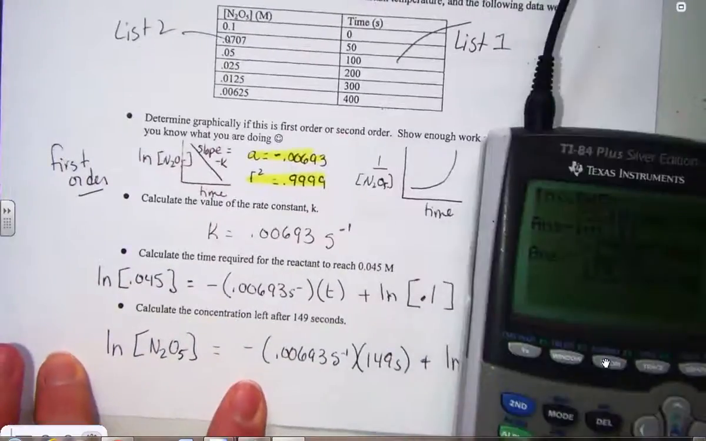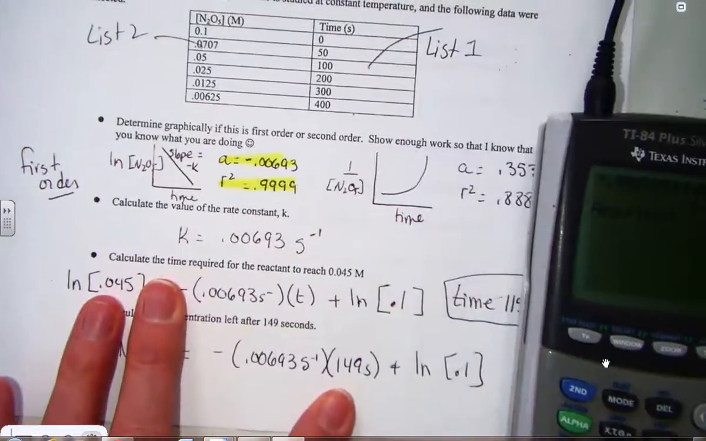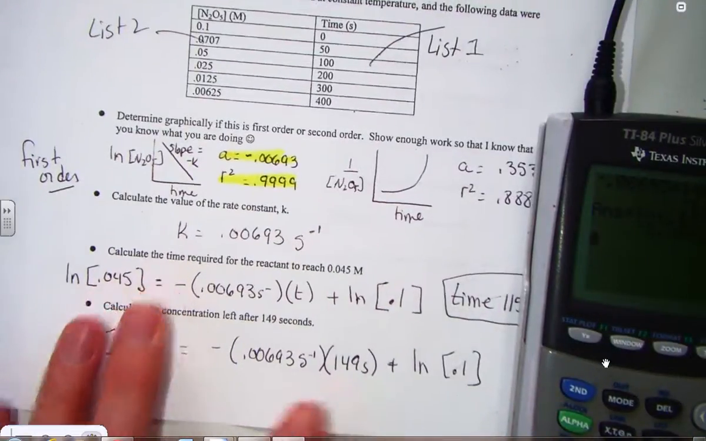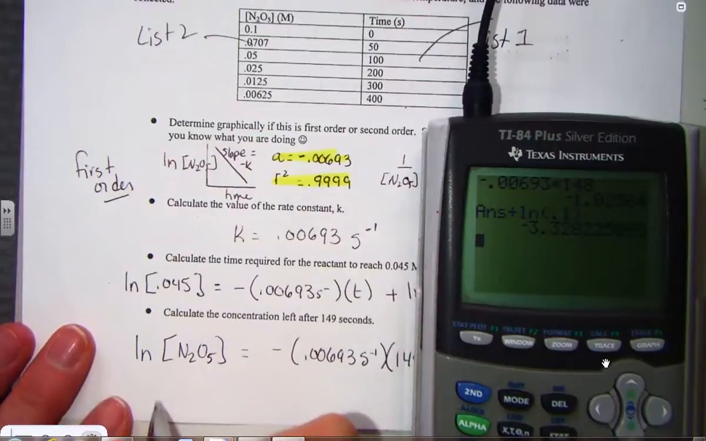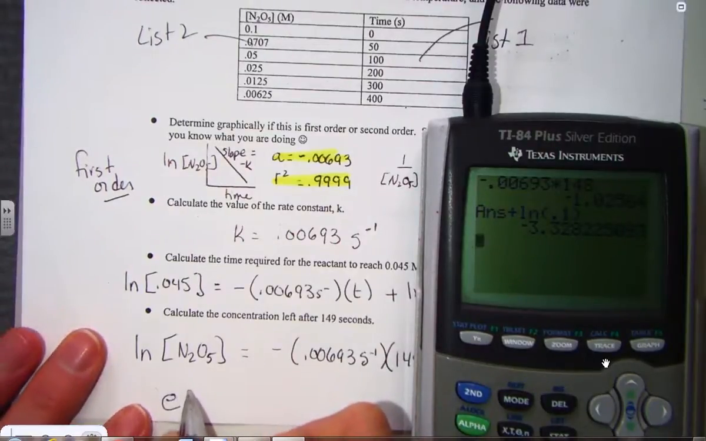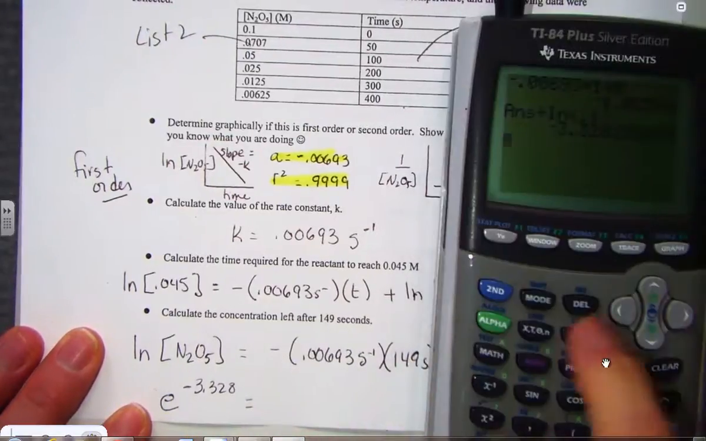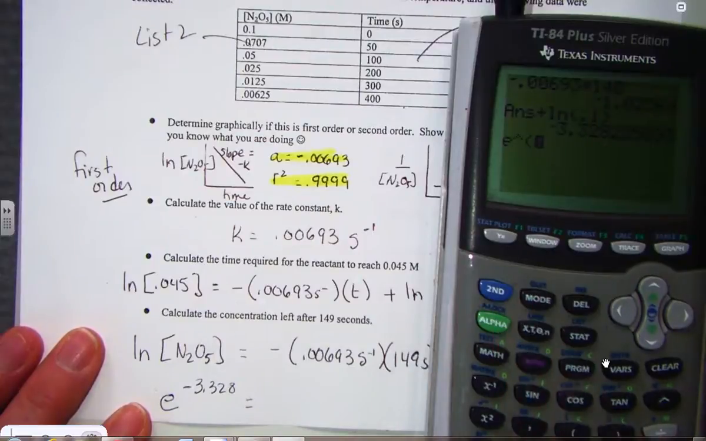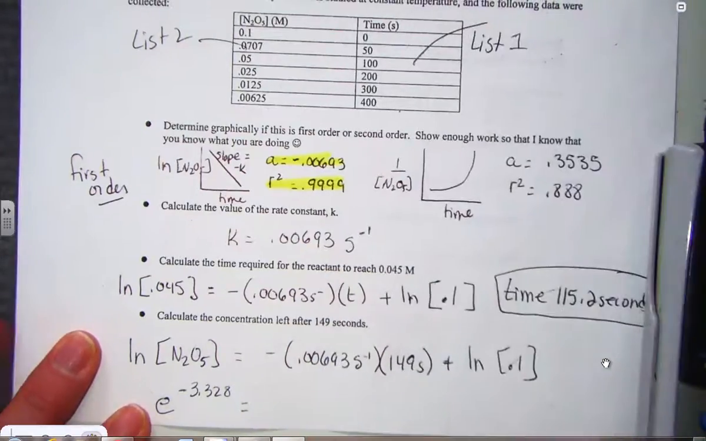So it's simplifying the right-hand side first. Negative 0.00693 times 149 plus the natural log of 0.1, and we get a value. I have negative 3.328. Remember that to get rid of the natural log, we would raise e to that value, negative 3.328. So opposite of natural log of our answer, and we have 0.035, we'll call that 0.036 molar units.